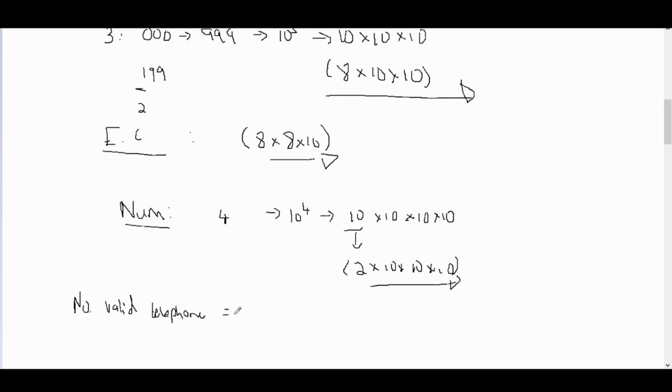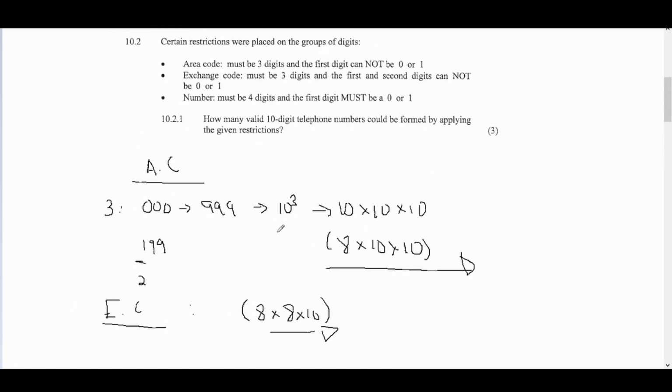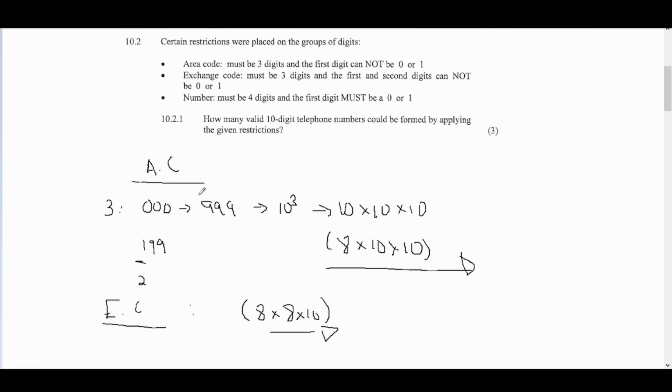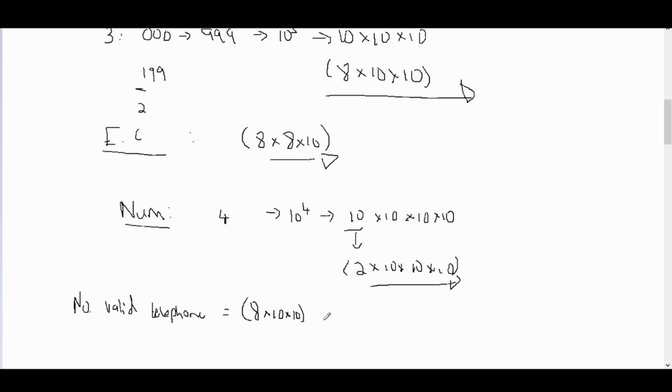Okay, this is equal to our AC, or area code. So that's 8 multiplied by 10 multiplied by 10. And then we have our exchange code, which is multiplied by 8 multiplied by 8 multiplied by 10, multiplied by our number, which is 2 multiplied by 10 multiplied by 10 multiplied by the last 10.